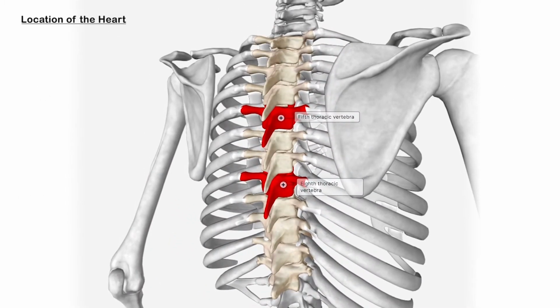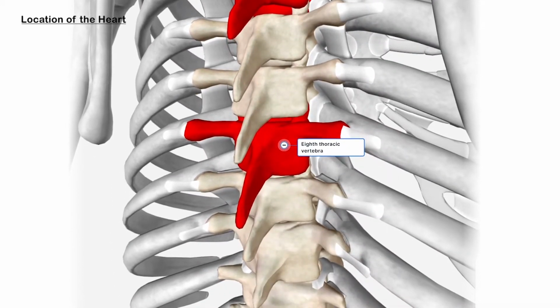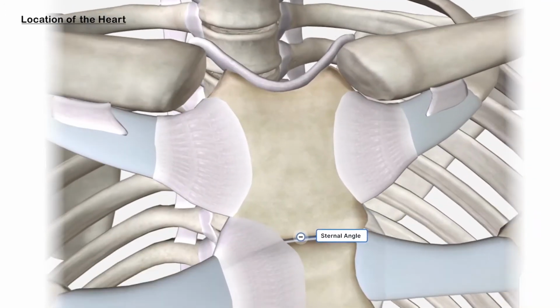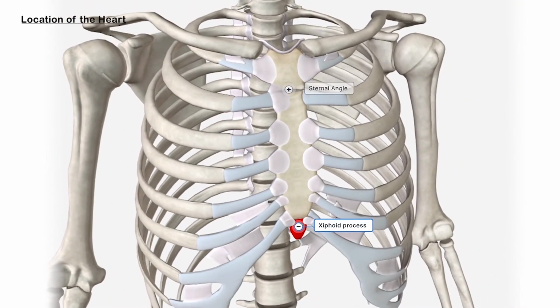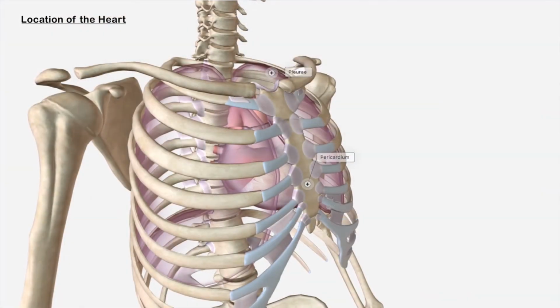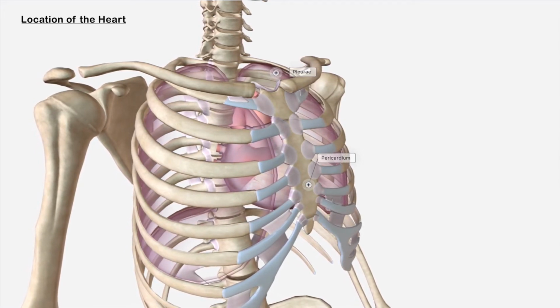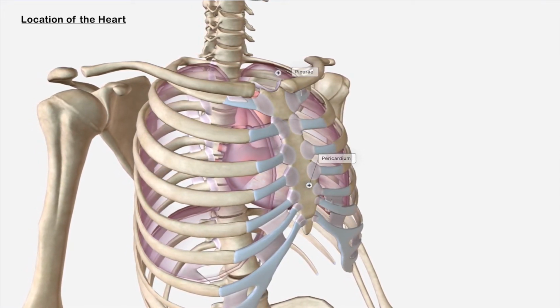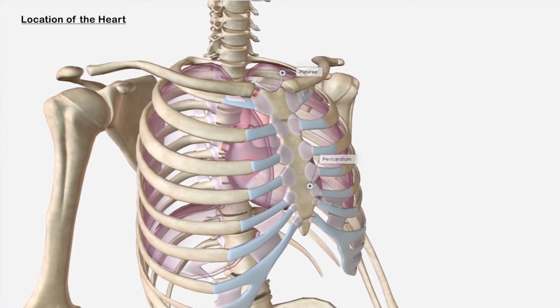The heart is located in your chest, at the level of thoracic vertebrae, T5 to T8, which is also about from the level of the sternal angle to the xiphisternum, also known as the xiphoid process. And it's contained in the central compartment of the thoracic cavity, called the mediastinum, which is attached to the pericardium, a double membrane sac which contains the heart.